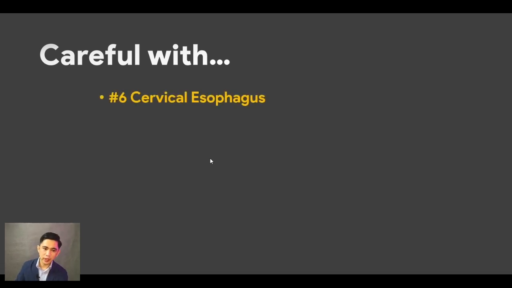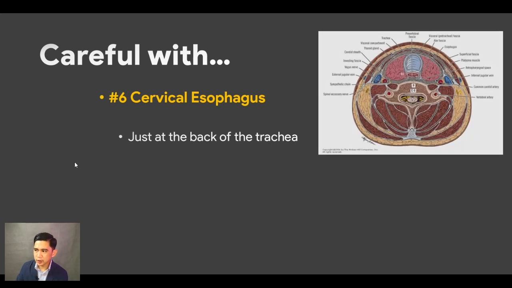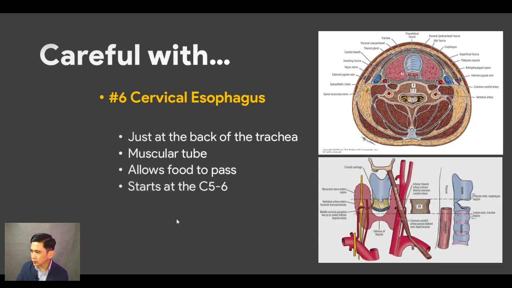Next, we have to be careful with the cervical esophagus. The cervical esophagus is just at the back of the trachea. So this is the trachea, with the esophagus at the back. It is a muscular tube which allows food to pass from the mouth into the stomach. It also starts in the same area where the trachea starts, around C5 to C6.